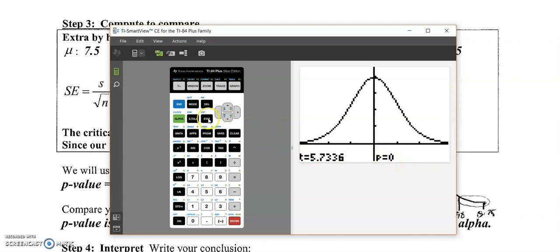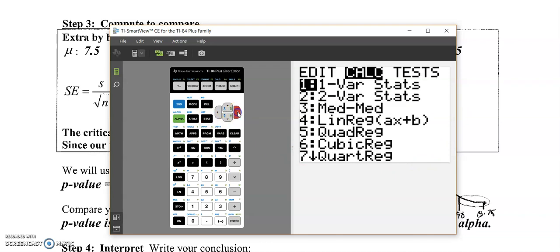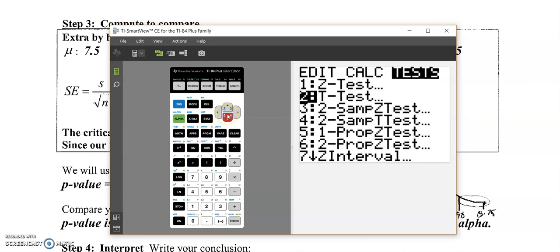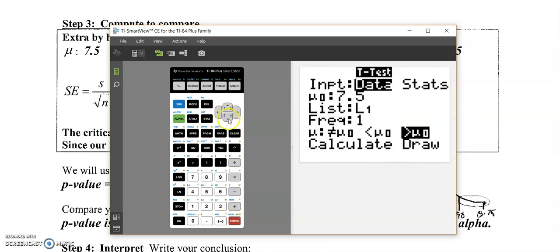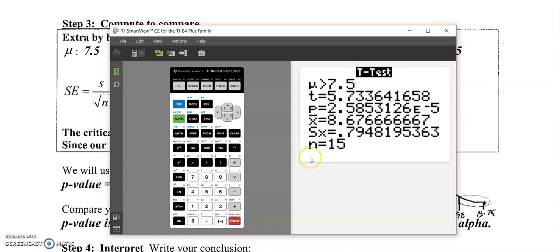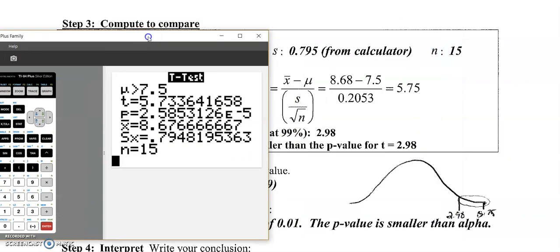If you want to know the exact p-value, you go to stat, over to test, choose t-test, and then we choose calculate versus draw, and you can find your exact p-value. It says p equals 2.585, but be careful, it's not 2.585. At the end of it, there's an e to the negative 5. That means you have to take the decimal, move it 5 places to the left, so you'd have 0.00004 zeros 258. Essentially, our p-value is very small, very small.